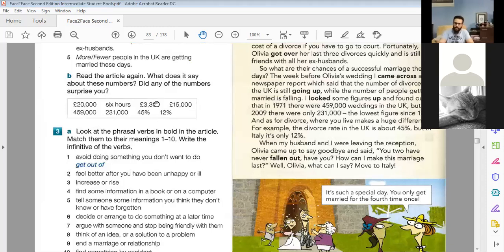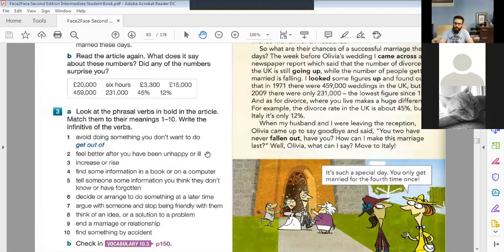What about increase or rise? Let me just, like, get over. Going up. Yeah, the number of divorces in the UK is going up. Yeah, correct. And someone. Search. No, go, increase is going up.